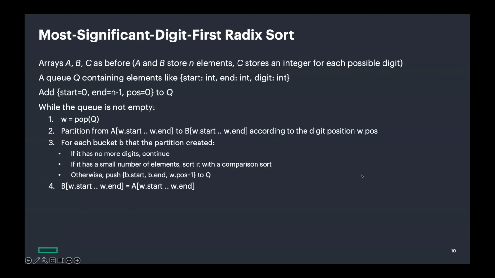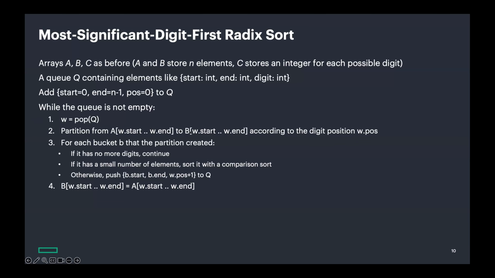So now I'm going to talk about most significant digit first radix sort, which is significantly more complicated than least significant digit first. What we're going to do is have the same arrays A, B, and C as before, and we're going to have a queue. And the queue is just going to have a start and end for a region within the array and a current digit position. So we'll start by putting the whole region and digit position 0 into the queue, and then we'll proceed doing this while the queue's got anything in it.